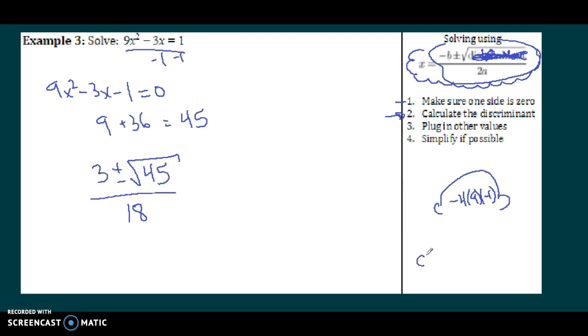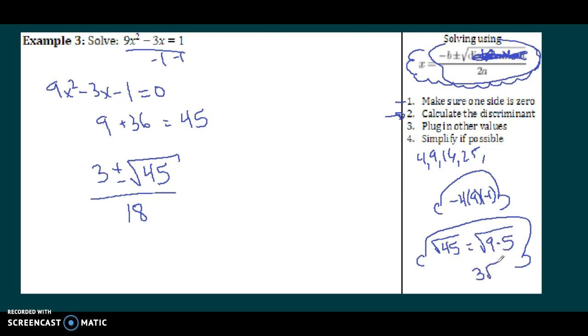There are more mental calculations. Root 45, I can rewrite that. I'm thinking of all those perfect squares that I know about, and I'm trying to find the biggest one that goes into 45. Root 45 is the same thing as root 9 times 5. Square root of 9 is 3, root 5. So now x is going to equal not 3 plus or minus root 45 over 18, but 3 plus or minus this simplified version of root 45 over 18.